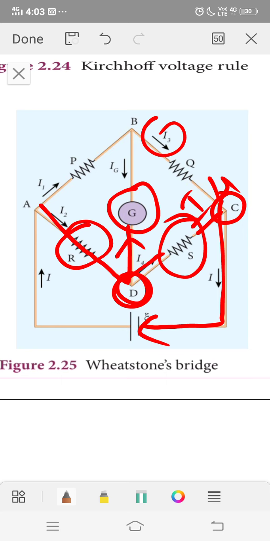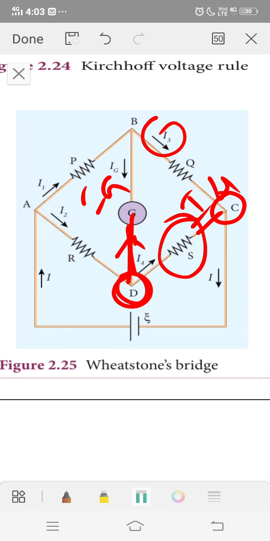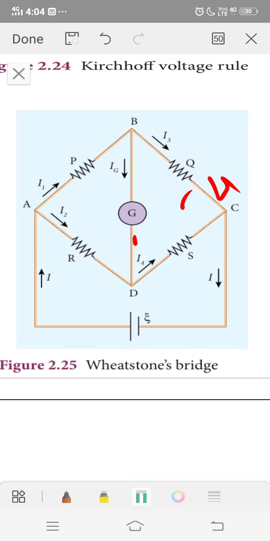So at point D, the current is divided into two. The current flowing toward the galvanometer is also represented by Ig, and the current flowing through resistor S is called I4. In this manner all the currents are entering and leaving. Depending on the entering and leaving of current at the junctions, we introduce Kirchhoff's current law, also called the current rule or junction rule. Here is how we apply the current rule.